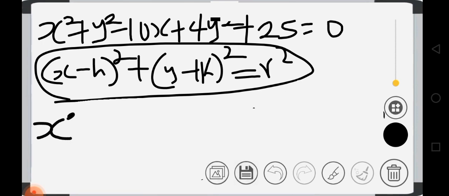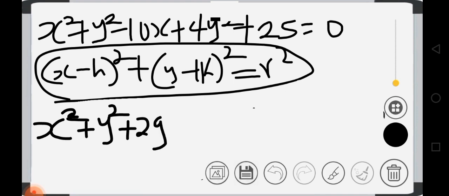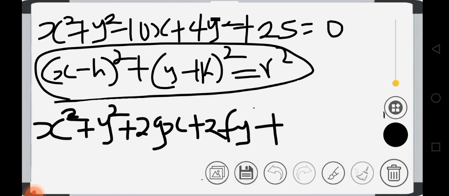You're going to have x squared plus y squared. Remember I said minus h will be plus g, so we'll now use 2gx. Then minus k will be plus f, minus 2fy. Then h squared plus k squared minus r squared, I said, will be c, which is constant.